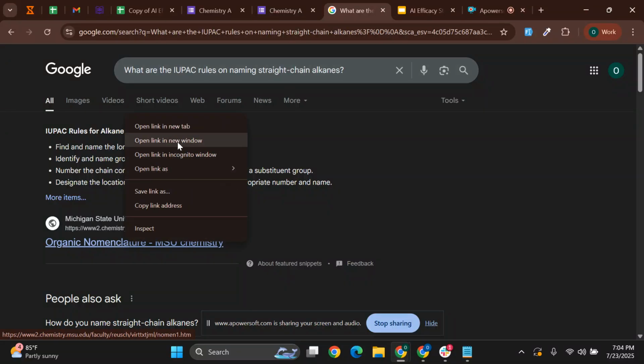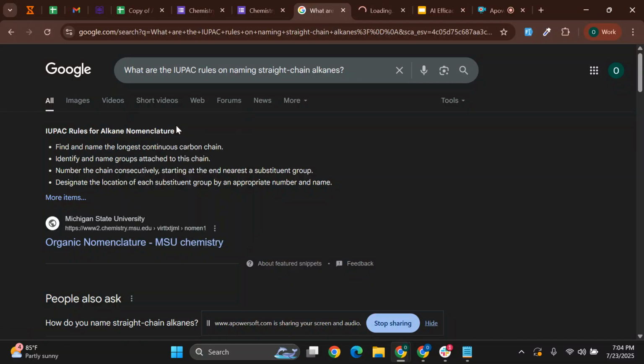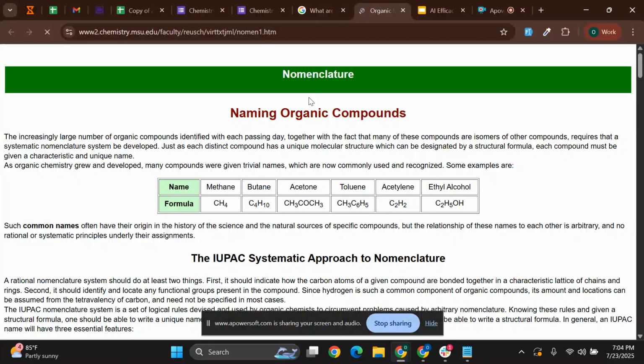Organic chemistry. The increasingly large number of organic compounds identified with each passing day, together with the fact that many of these compounds are isomers of other compounds, requires that a systematic nomenclature system be developed.